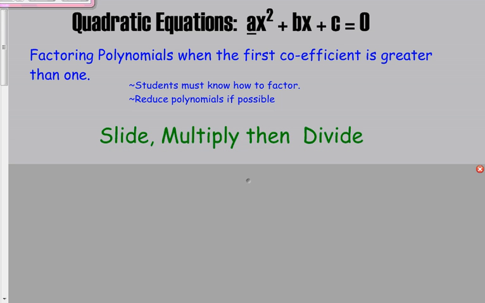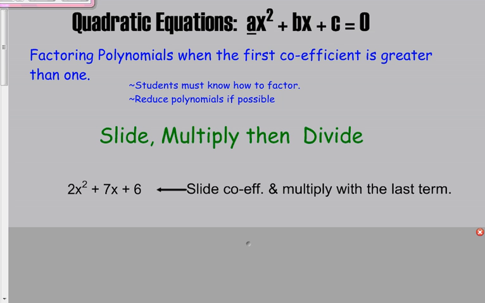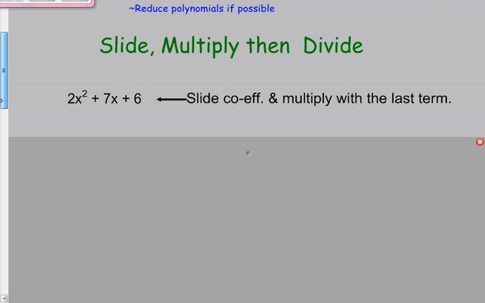We're going to learn a method called slide and then divide. For short, it's slide and divide. You slide, then you multiply, then you divide. This is how we're going to learn to factor these, because these can be a little bit harder to figure out. All right, they look like this. The first coefficient is greater than 1. So that factors into how you break this down into two binomials.